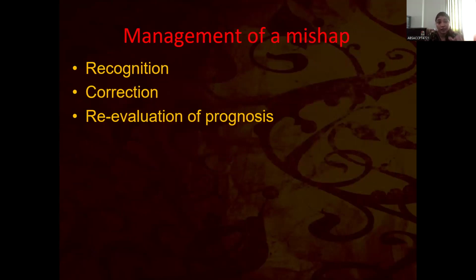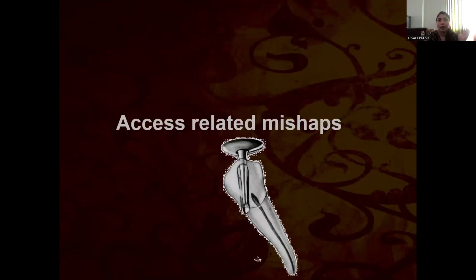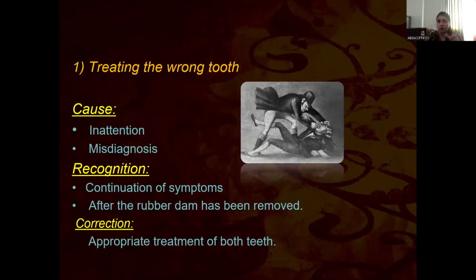First, you have to recognize the mishap. Second, you have to correct it. Third, you have to reevaluate the prognosis of the tooth. So, access-related mishap is the first classification: treating the wrong tooth. How do you know you have treated the wrong tooth? First you have to recognize it. Either the symptoms of the patient continue, or after the rubber dam is removed, you will recognize it. Okay, you have done a mishap.